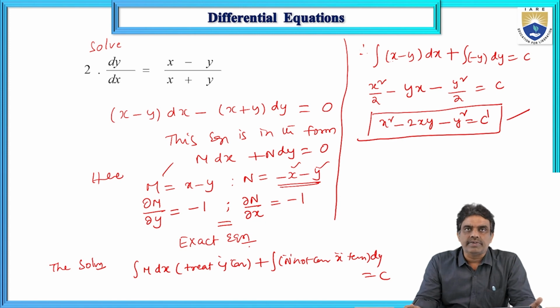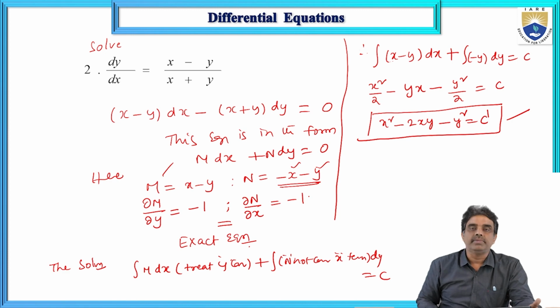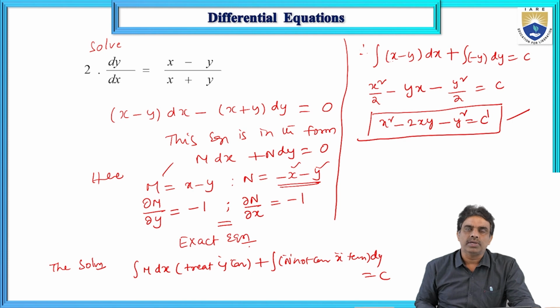So this equation is a very simple equation. We can apply the exact equation method. We have to check the condition for exactness. These two are equal, so the equation is exact, and immediately we can write the solution. The first problem we have done by using the homogeneous differential equation method, that is taking y is equal to vx.